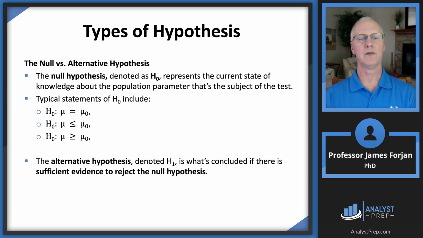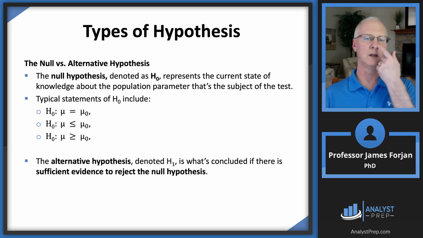And then the alternative hypothesis is the alternative, which is denoted as H1, although back in my graduate school days, we always did H sub A as the alternative, but who cares what the subscript is? Just know it's what the conclusion will be if there is sufficient evidence to reject the null.